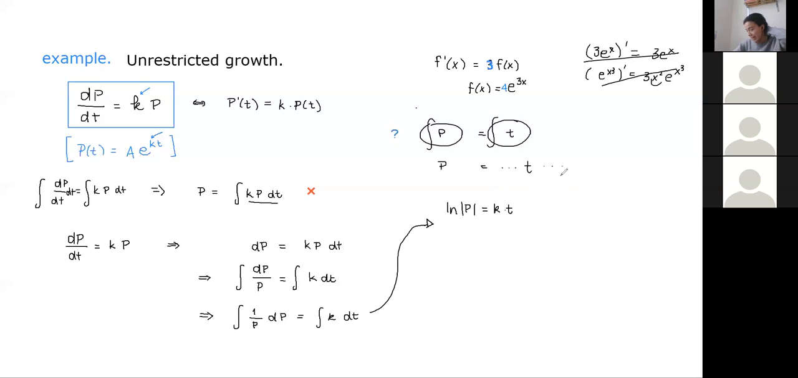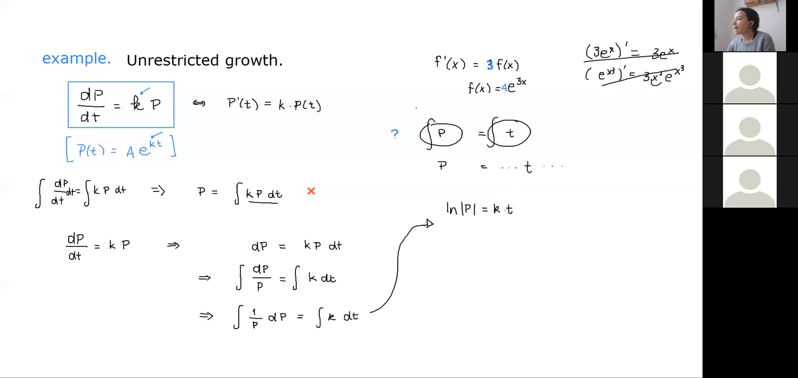Can you please raise your hand if you understand how I integrated each of the sides? Okay, so I have 12 participants at least. Hopefully this is the case for everyone.